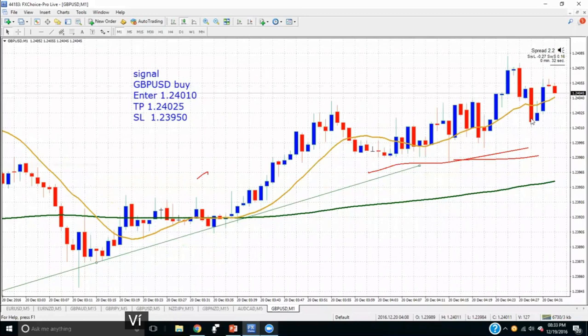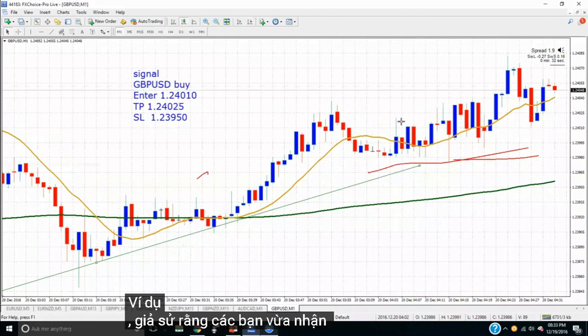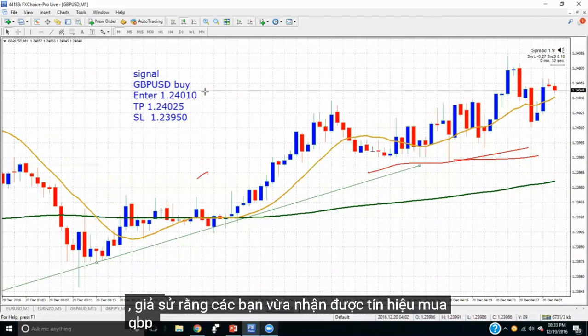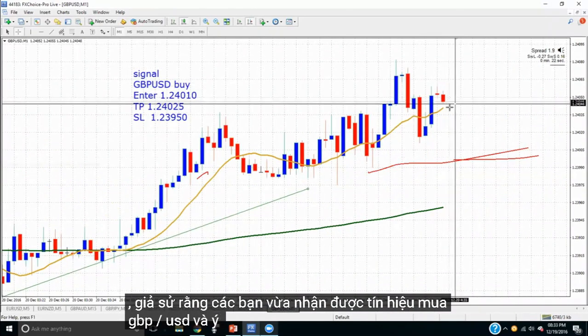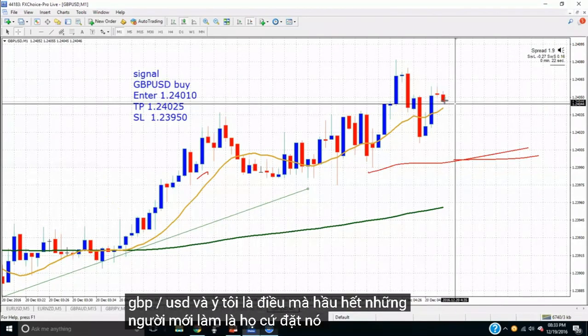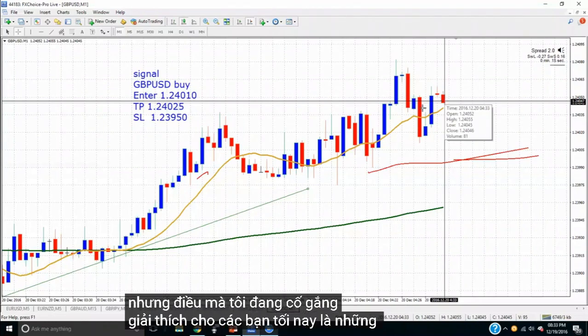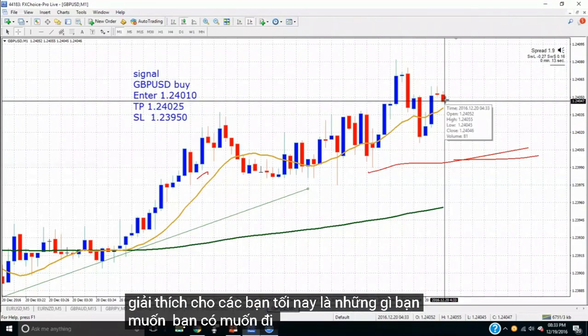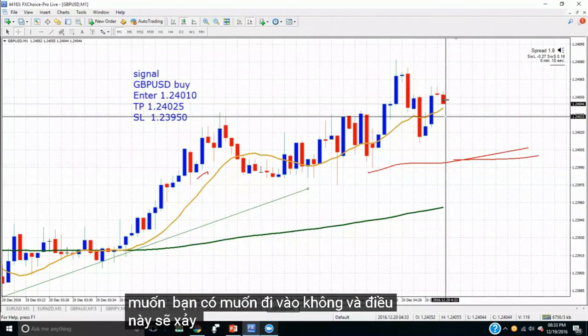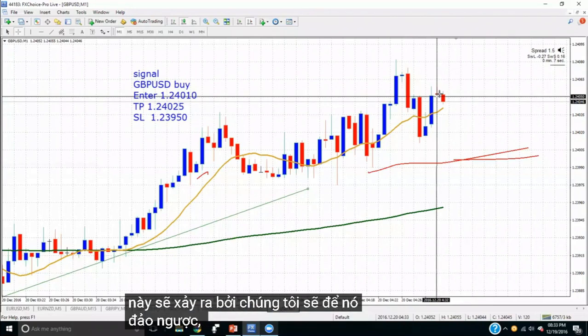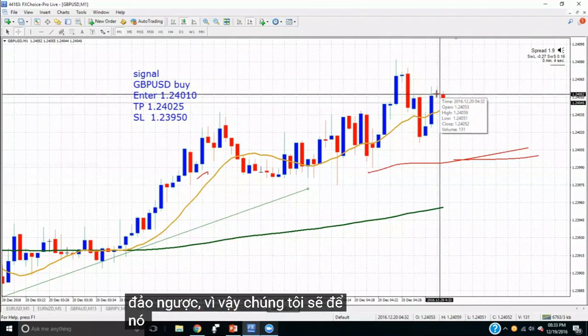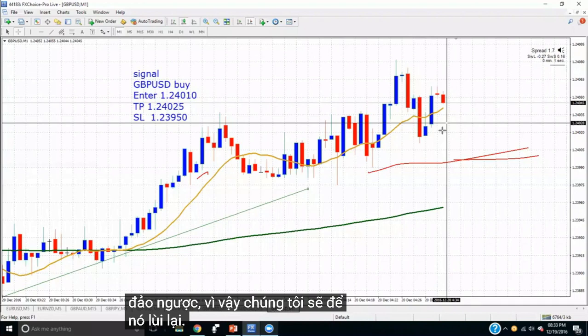Okay. So let's say, for instance, that you guys just got a signal to buy GBP USD. What most new people do is they just go put it in. But what I'm trying to explain to you guys tonight is that this has been a buy, and we're going to let it reverse. We're going to let it pull back. It's called pullback or reverse.